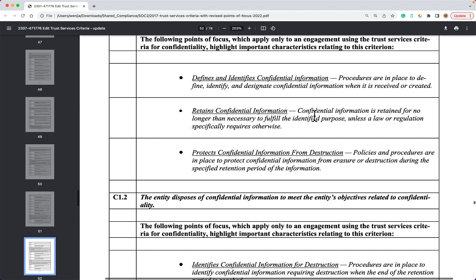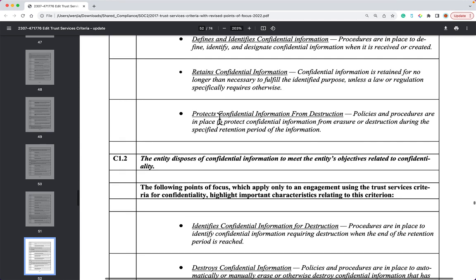Next one, retains confidential information. So it should be retained for no longer than necessary to fulfill the identified purpose, unless a law requires otherwise. This is one of the considerations every entity should have, because a lot of laws, like GDPR, have mandatory requirements. Some personal information from customers you can only hold for 3 months, some half a year, some 1 year. So you need to check, then decide how long you can retain.